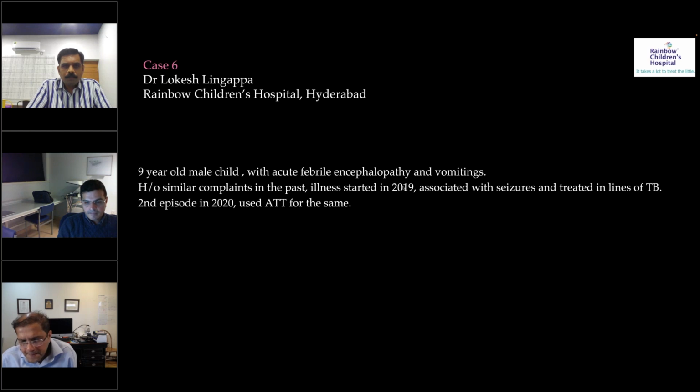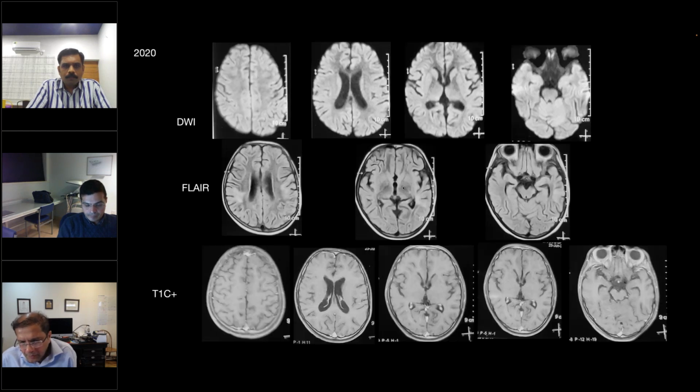So we have a scan at 2020. The images are not optimal, but on the top panel are the diffusion weighted sequences. Really not able to make out any subtle changes, but it appears completely bright. So that is probably related to the film quality.